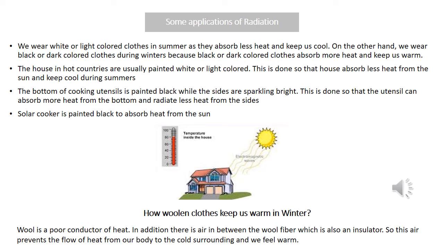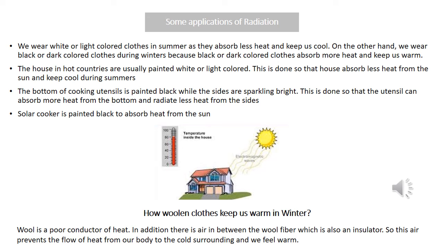Same way, the houses in hot countries are usually painted white or light colored. Those countries are hot, so there is much heat, so they should paint their homes with light colors because light color is a good reflector. The light colored home will reflect the heat, so they will feel less heat inside and it will keep their home cool during summer.